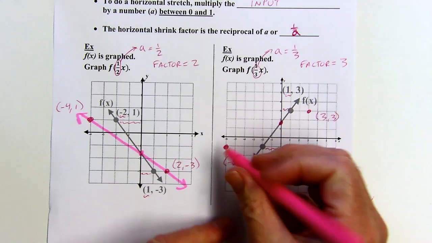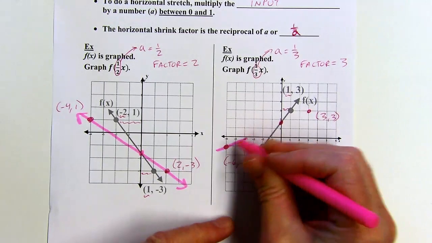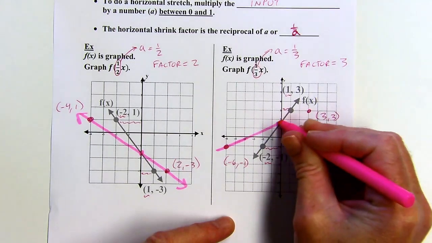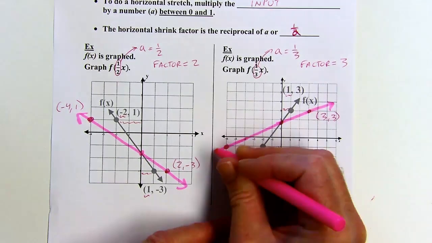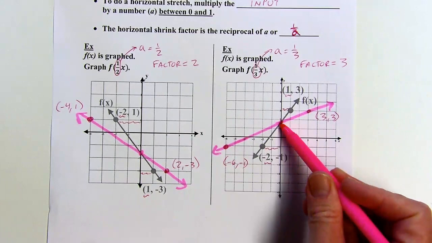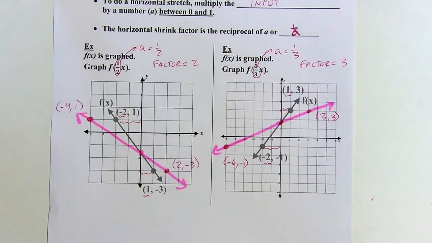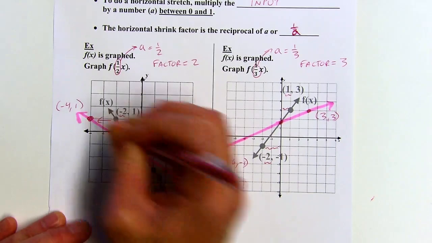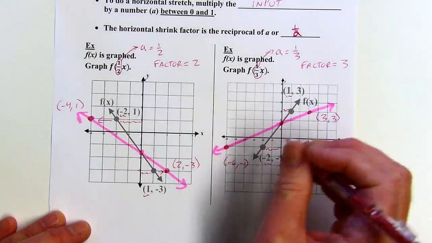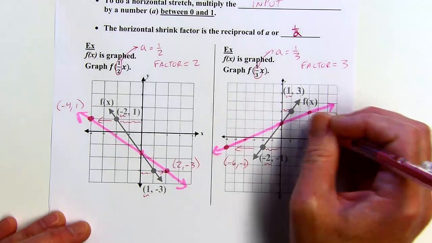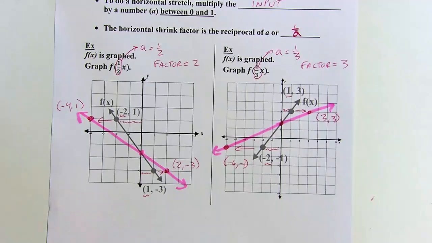Okay, and then I've got enough points to draw my line. I suppose you could actually just move one of those points because you know what the y-intercept is going to be. It's the same as the original y-intercept. And then you can graph it using just 2 points. But I wanted to show on these that these points are moving out when I have a horizontal stretch.